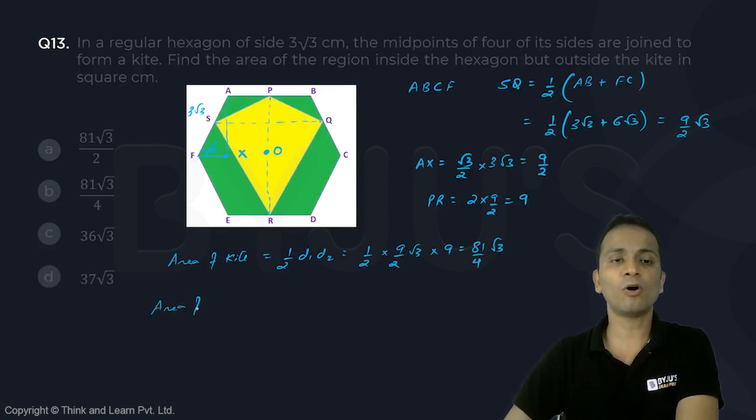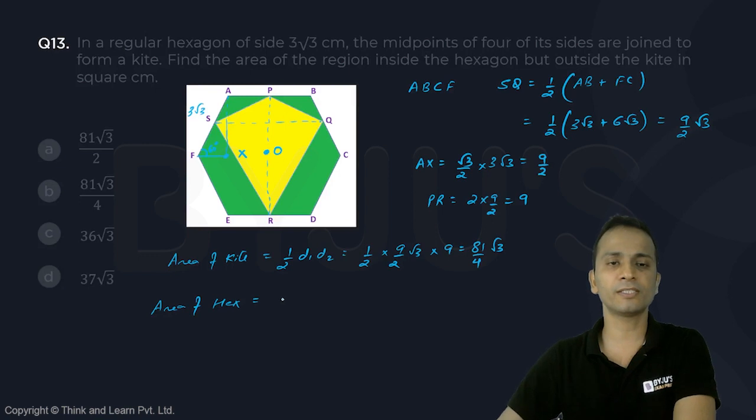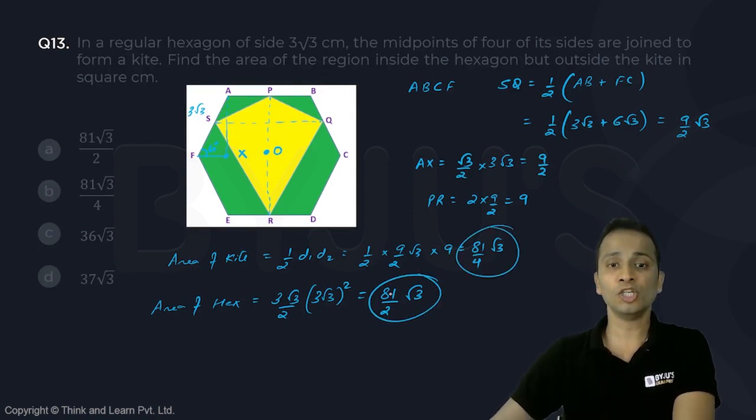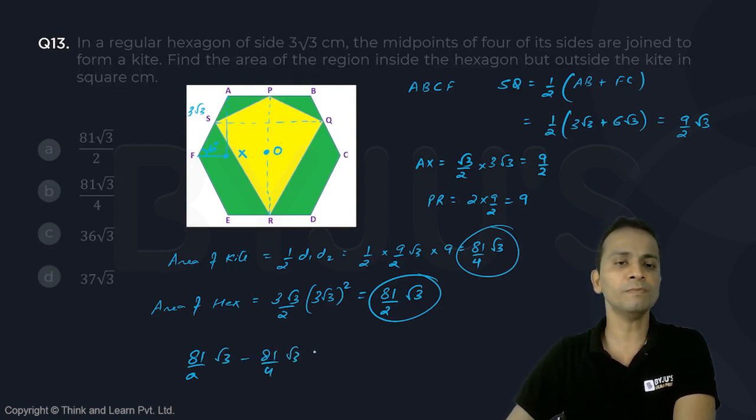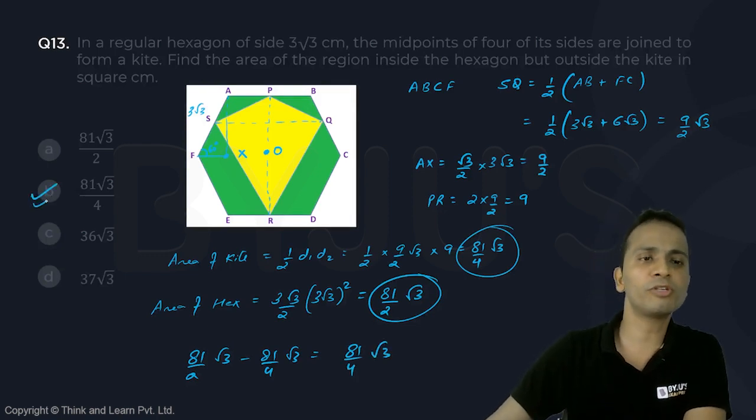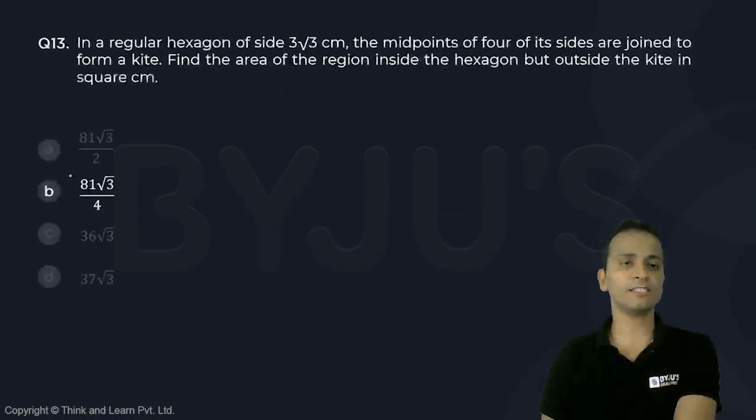Now the area of the regular hexagon is 6 root 3 upon 4 side square. I can write it as 3 root 3 upon 2 multiplied by side square, that is 3 root 3 whole square. So this is 27 into 3, 81, so 81 upon 2 root 3. Now taking the difference of these two numbers, 81 upon 2 root 3 minus 81 upon 4 root 3 will be equal to 81 upon 4 root 3. Okay, so option B will be the correct answer for this question.